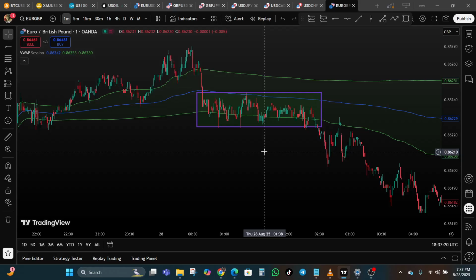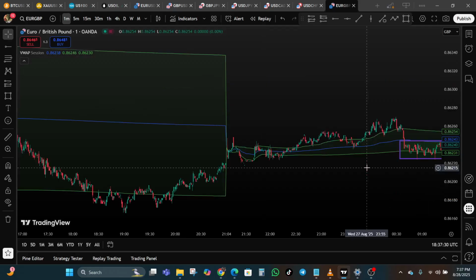So you want to be focusing only on the periods when price is trending. You only want to focus on the times when price is either below the lower line or above the upper line, for a trending market.